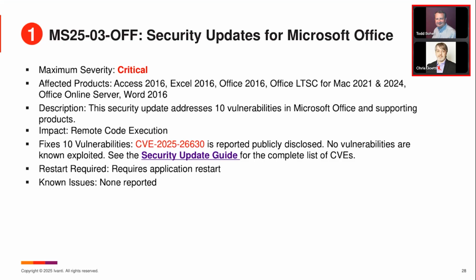On the Office side, both Office updates, the on-premise version as well as the click-to-run versions, were rated critical as well this month. Large number of vulnerabilities fixed this month. There were 10 for Microsoft Office. You can see they impact Access, Excel, the general Office suite, of course, the Office Mac side, as well as Word 2016. So again, a wide-ranging number of vulnerabilities there.